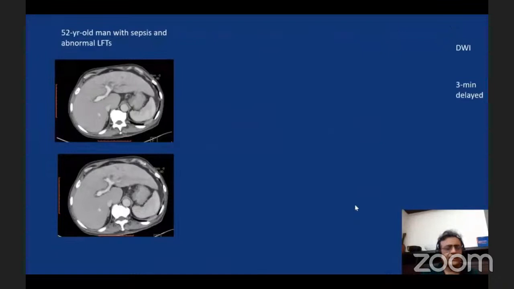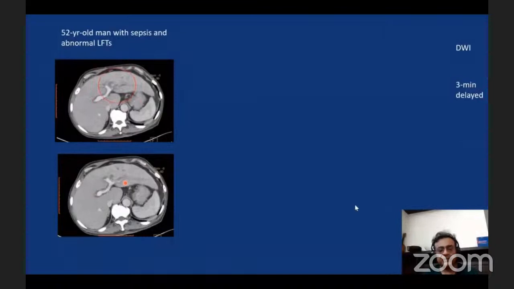So here is an example of a patient, a 52-year-old man, presented with sepsis and abnormal liver function test, and this is how they usually present. On the CT scan, single phase portovenous phase, there is just focal ductal dilatation, nothing else, focal ductal dilatation in the left duct. Portal vein is not thrombosed, but it's attenuated. It's compressed, it's narrow in caliber, it's not invaded by the mass.